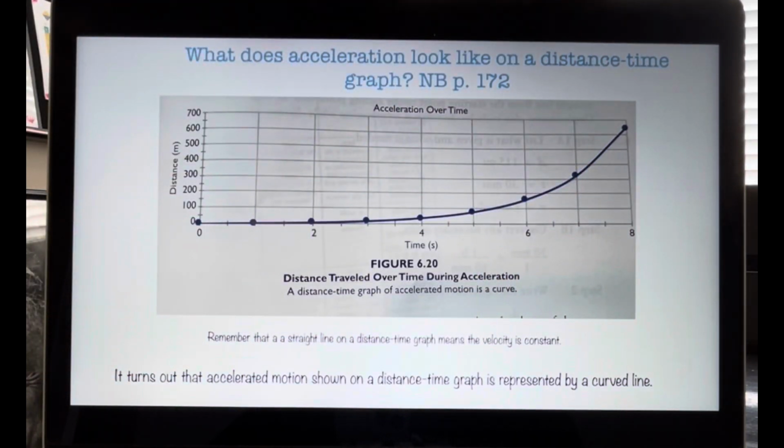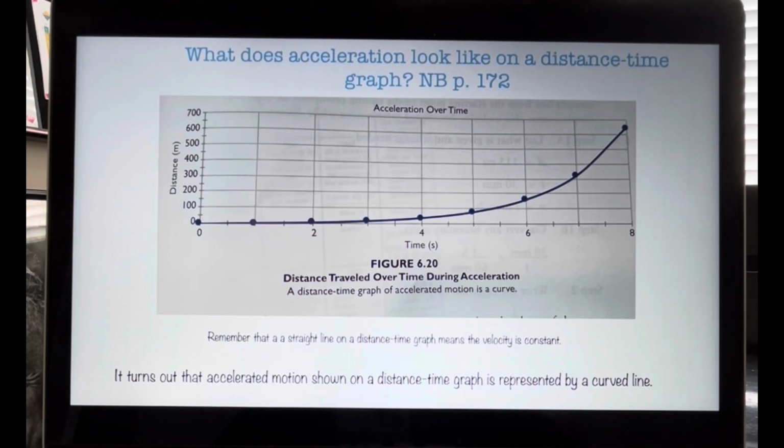Notice that the slope is much greater during the 7th second than during the first. Because the slope represents the speed of the car, an increasing slope means that the speed is increasing. An increasing speed means that the car is accelerating.